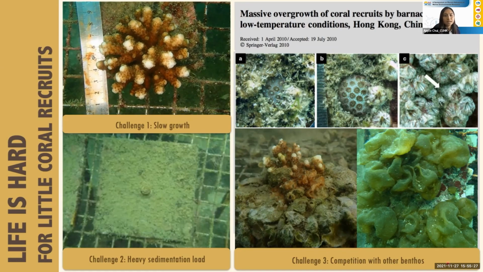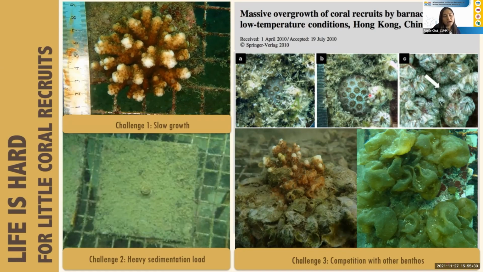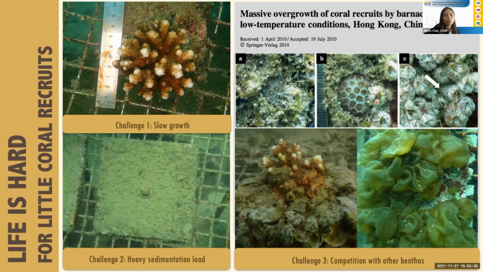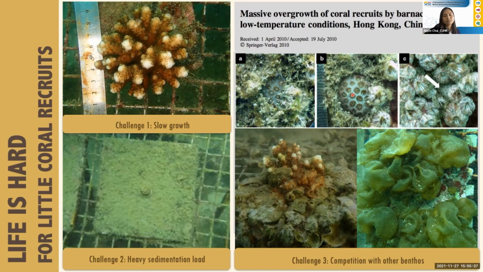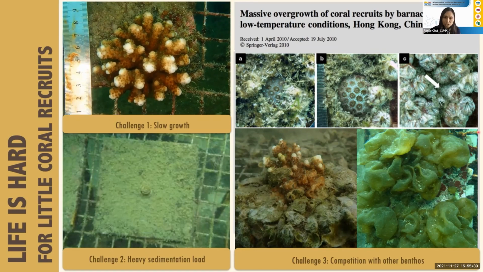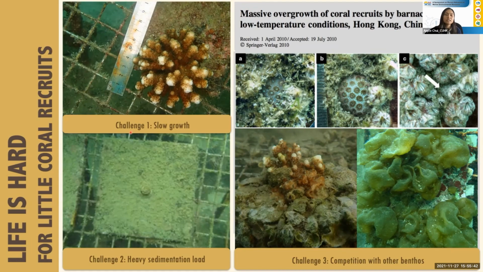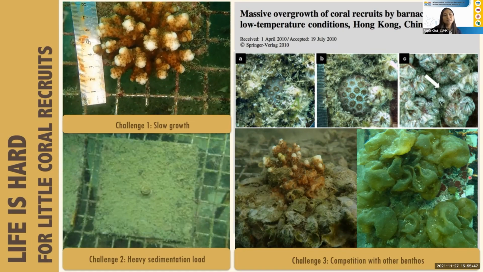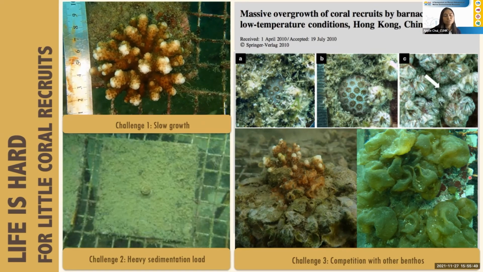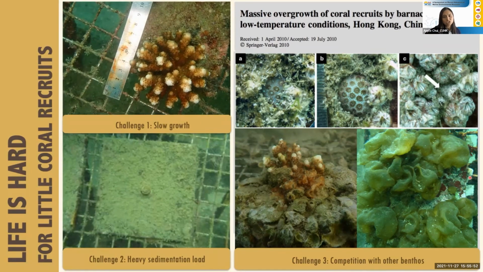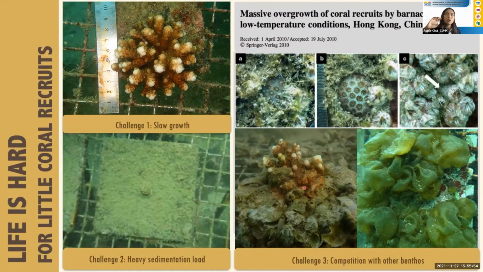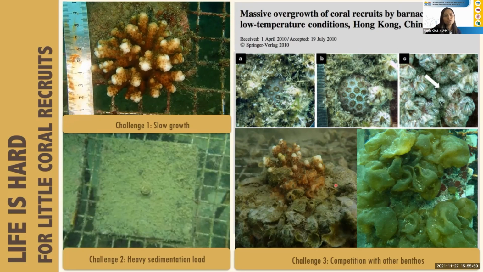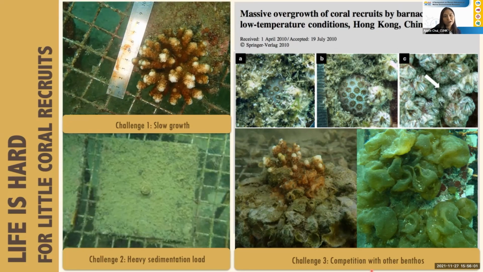And of course, when they grow that slowly, other organisms come in and they will easily overgrow the corals, outcompete the coral. So marginal coral environment in general will have all these limitations, and these challenges make restoration even more challenging than it already is. So you can imagine life is really hard for a little coral recruit in the field. So in order for the whole idea of sexual propagation approach to work, we actually have to grow them to a much larger size before we do any outplanting.